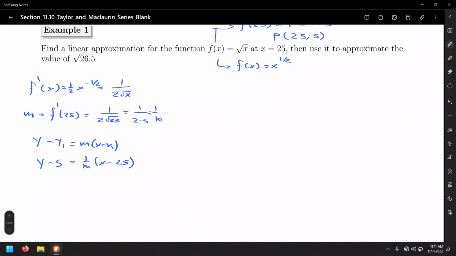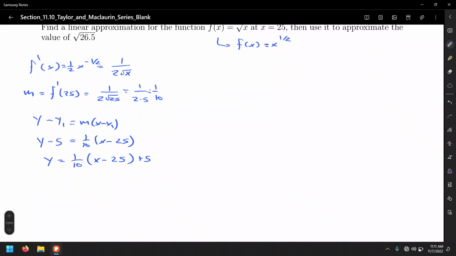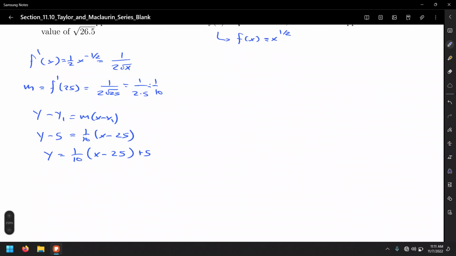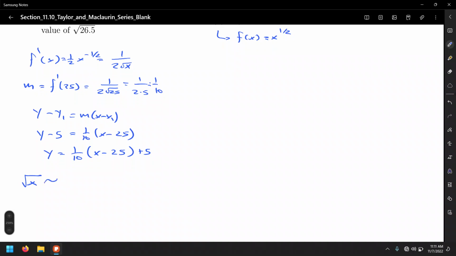And I know what you might be thinking, to distribute the 1/10, but don't do it, because if you distribute that, that's going to give you some trouble when estimating the value of the square root of 26.5. So all I'm going to do here is y equals 1/10 times (x minus 25) plus 5. And whoa, this linear approximation is to say the following. It's to say that the square root of x is approximately 1/10 times (x minus 25) plus 5 at the point (25, 5).